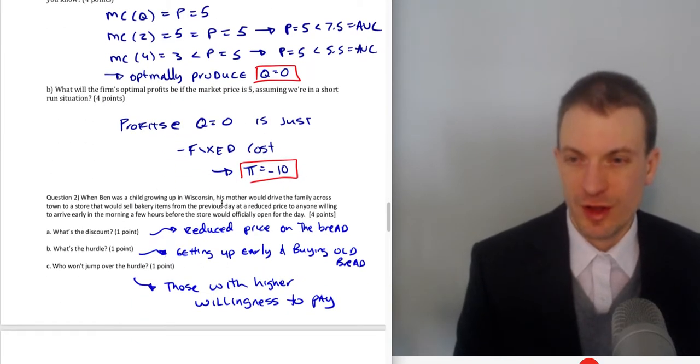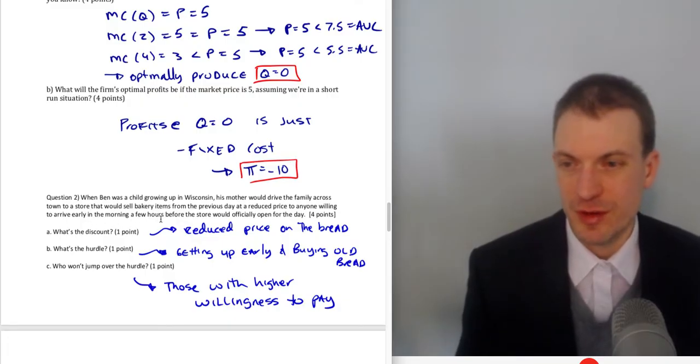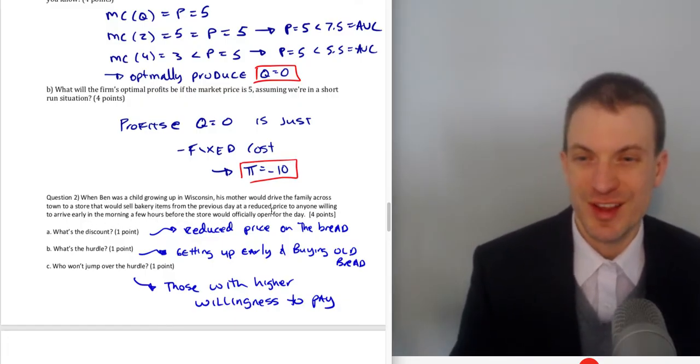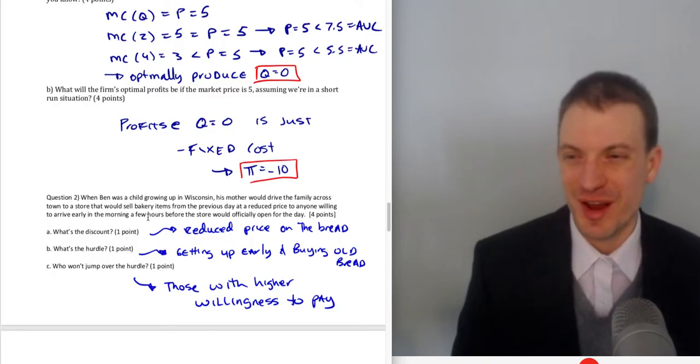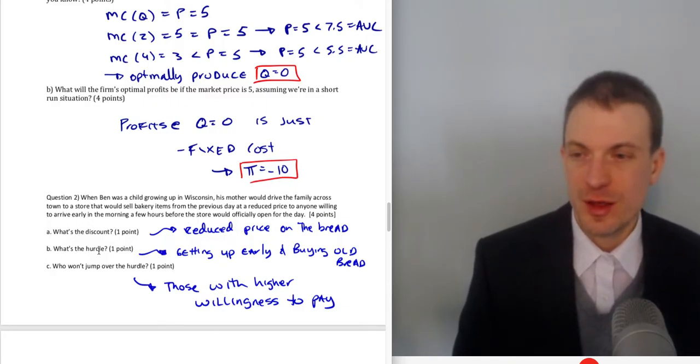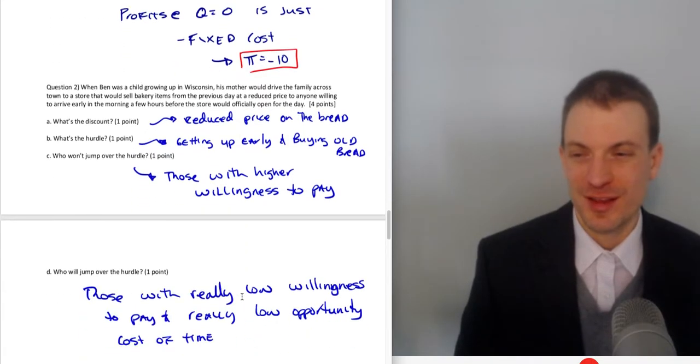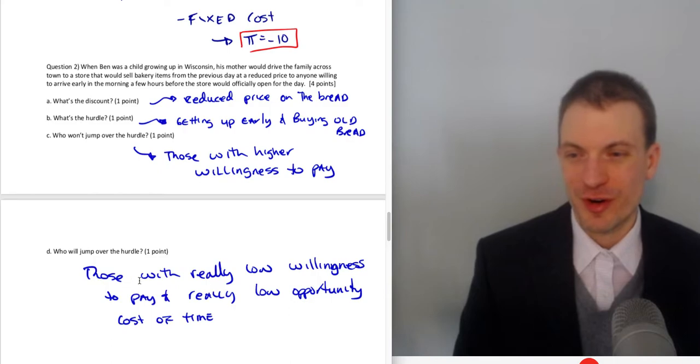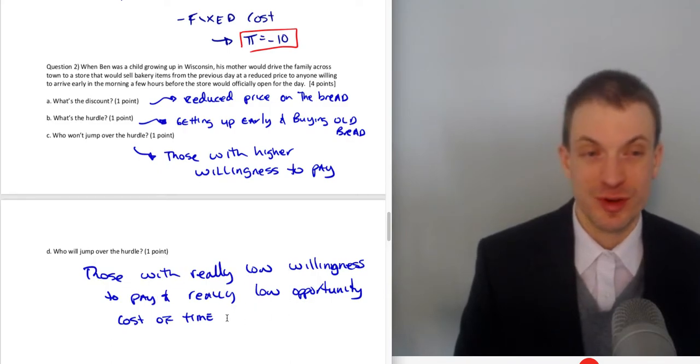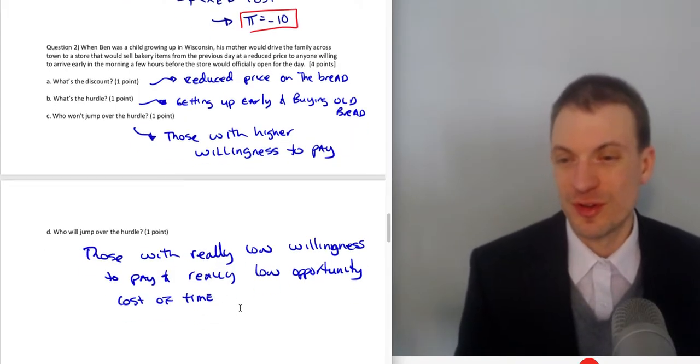Question 2. When I was a child growing up in Wisconsin, mother would drive the family across town to a store that would sell bakery items, the day-old bakery, at a reduced price to anyone willing to arrive early in the morning. So what's the discount? The reduced price on the bread. What's the hurdle? We have to get up early, load the kids up, and drive across town to buy old bread. Who won't jump over the hurdle? Those with a higher willingness to pay to buy bread. And who will jump over the hurdle? Those with really, really low willingness to pay and really low opportunity cost of time, which was us. And so we spent a lot of time going to the day-old bakery to save money on bread.